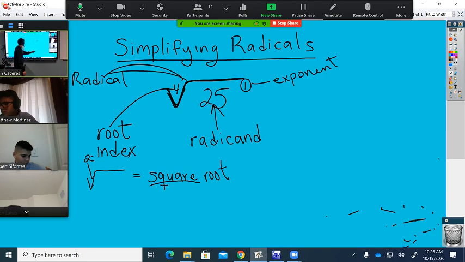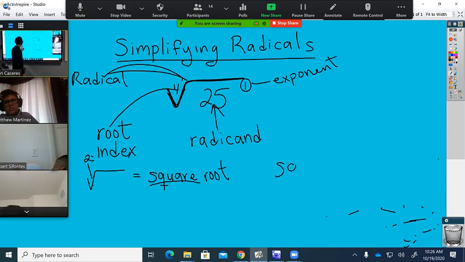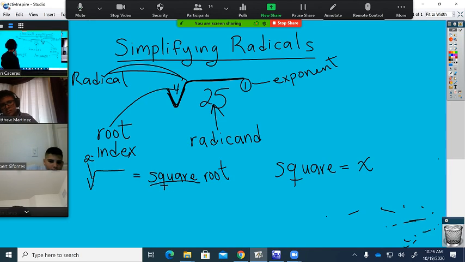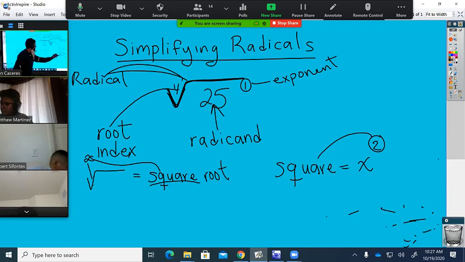So now we can talk about the opposite of a square root. The opposite of a square root is a square. And a square just means a 2 exponent. So a square root means a 2 root. A square means a 2 exponent.